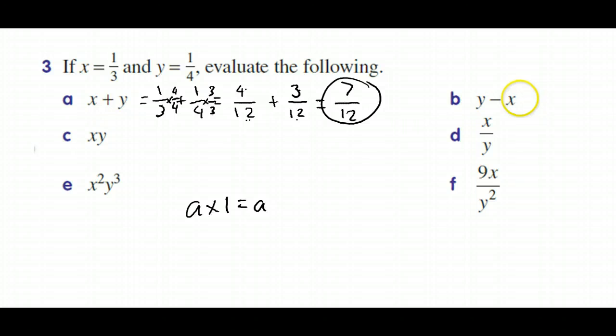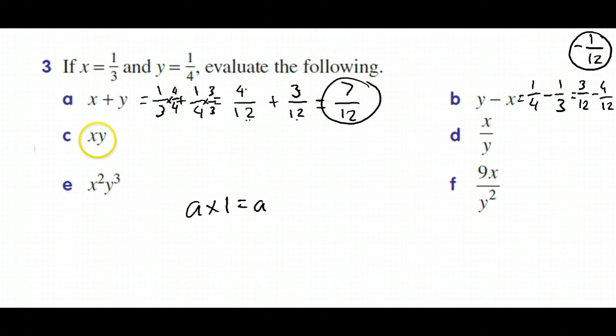Alright, for b, we've got y minus x, so that's 1 over 4 minus 1 over 3. Well, now we know how to get the denominators the same, so we can straight away change 1 over 4 to 3 over 12, and we can change 1 over 3 to 4 over 12. So we know that 3 over 12 minus 4 over 12, 3 minus 4 is going to be negative 1, and that's going to be over 12.